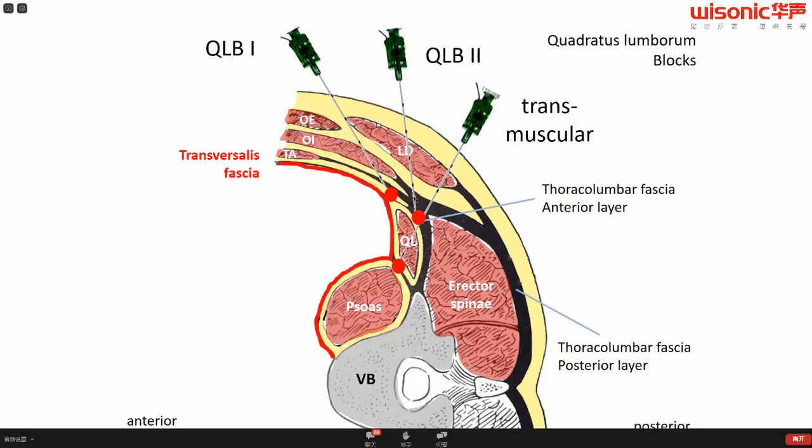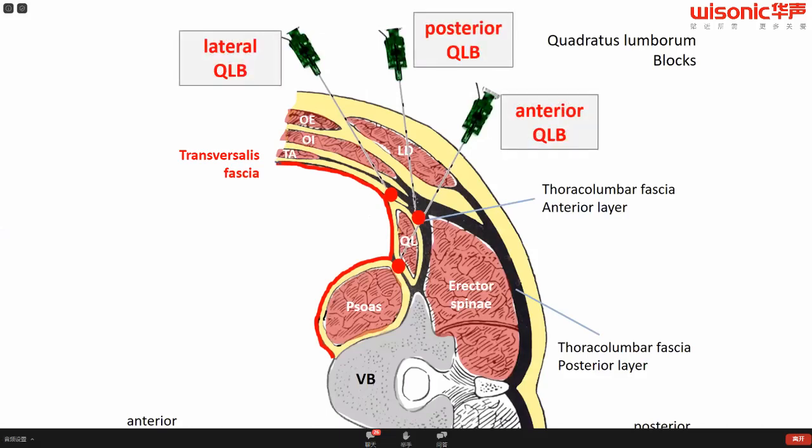Nowadays, we shouldn't use the nomenclature 1 or 2 any longer. It's better to use the nomenclature lateral, posterior, or anterior, because from this nomenclature you can derive the position of the local anesthetic.